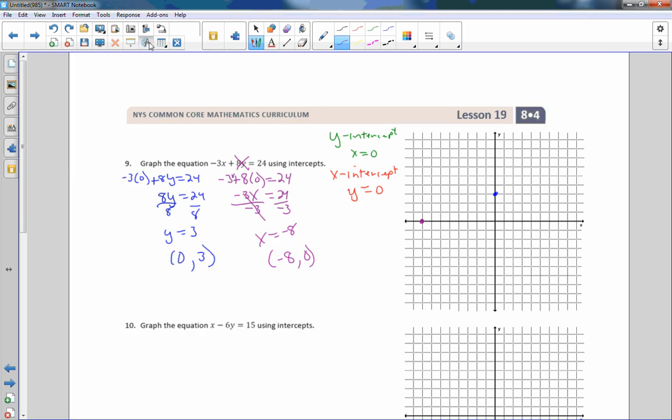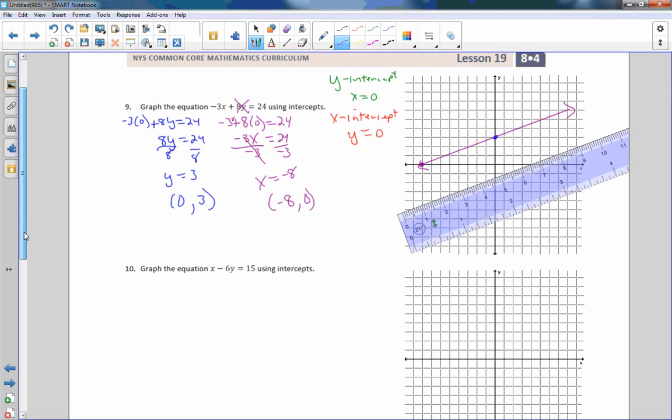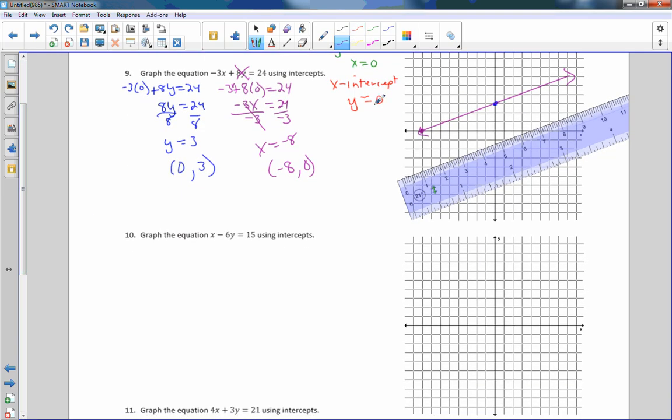So now that I have those two points, I can graph a line by simply bringing my ruler over to the x-intercept, turning it so it goes up to the y-intercept, and there is my line using the x and y intercepts. Okay, so let's try that again. So actually, you pause the video, try this on your own, come back and we'll check it.